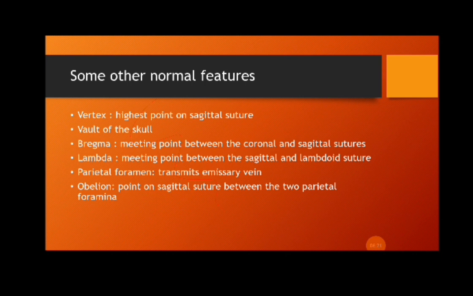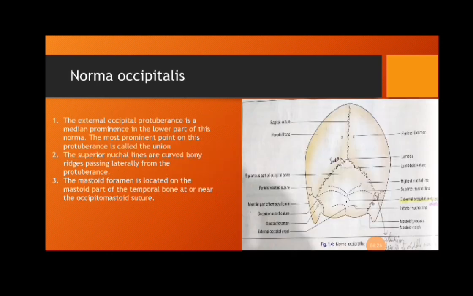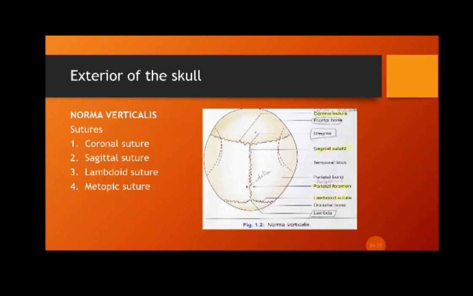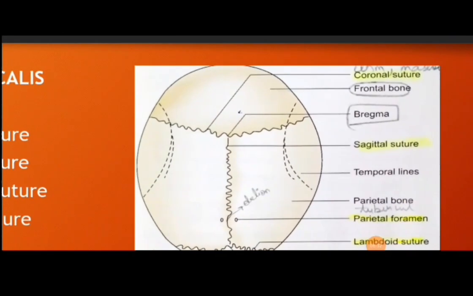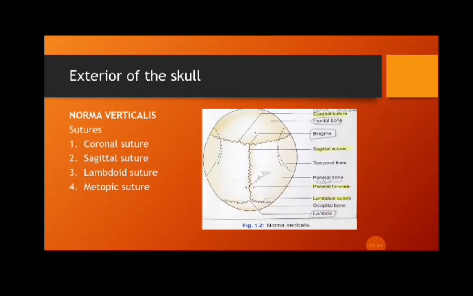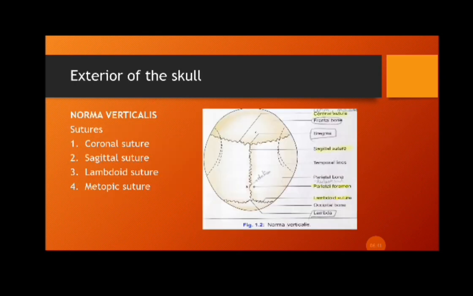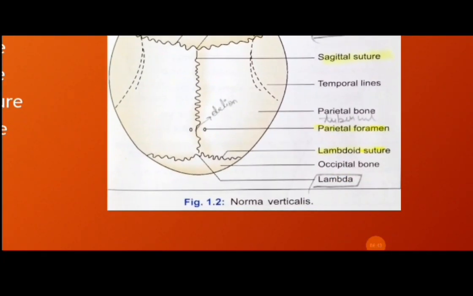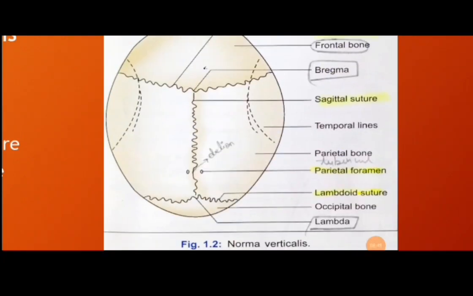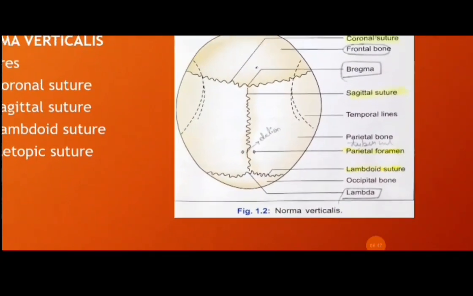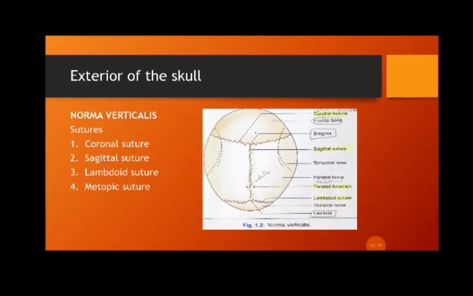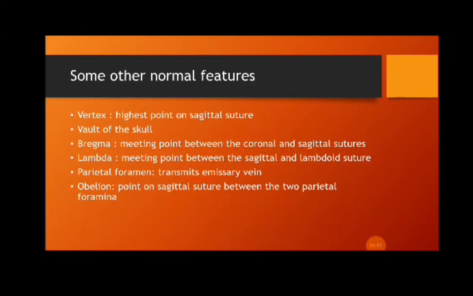Then bregma. Bregma is the meeting point between the coronal and sagittal suture. Here in this previous slide you can see bregma. It is the meeting point between the coronal and the sagittal suture. Then lambda. Lambda is the meeting point between the sagittal and lambdoid suture. So here the sagittal and the lambdoid suture, the meeting point between them is called lambda, which is marked with a pencil. You can see here.